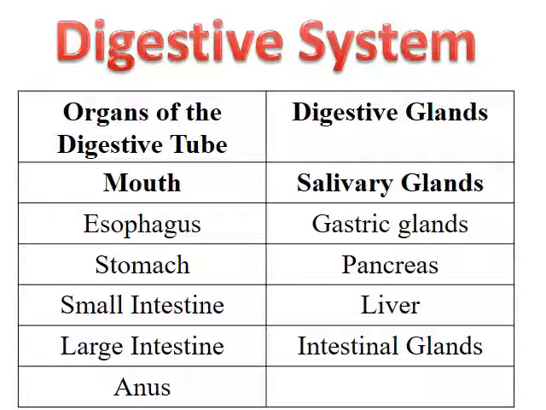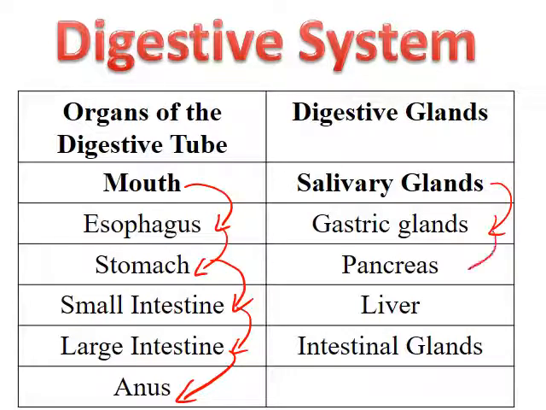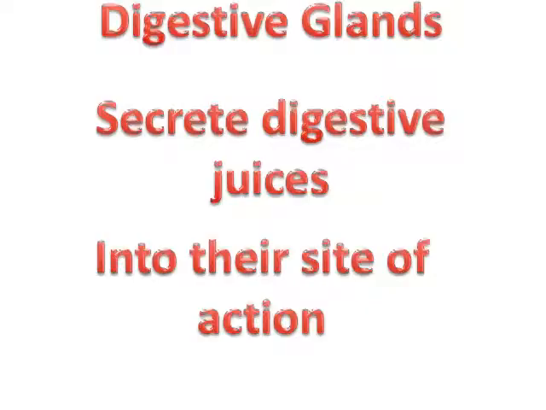Organs of the digestive tube and the digestive glands. Digestive tube: we have the mouth, then the esophagus, stomach, small intestine, large intestine, and finally the anus. While digestive glands: we have the salivary glands, gastric glands in the stomach, pancreas, liver, and intestinal glands. So let's move here to the function of the digestive glands.